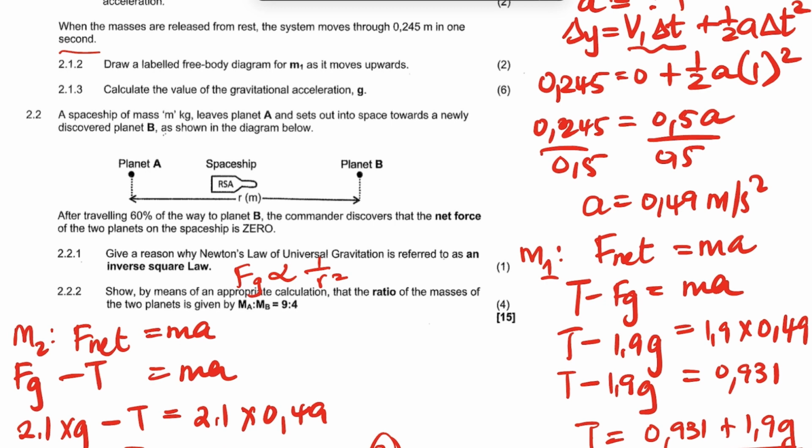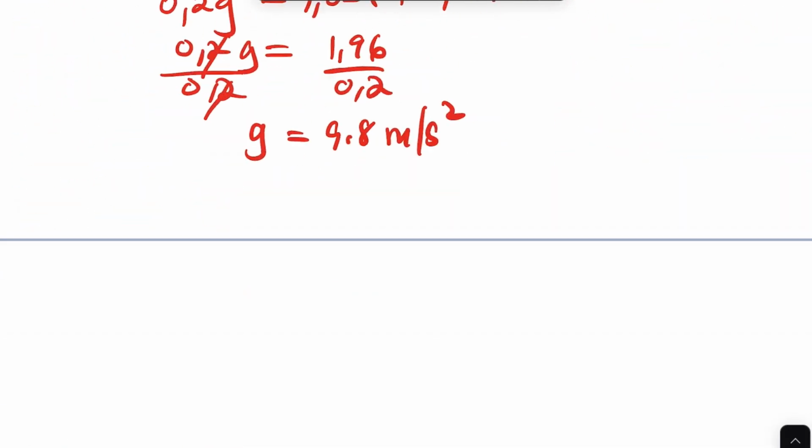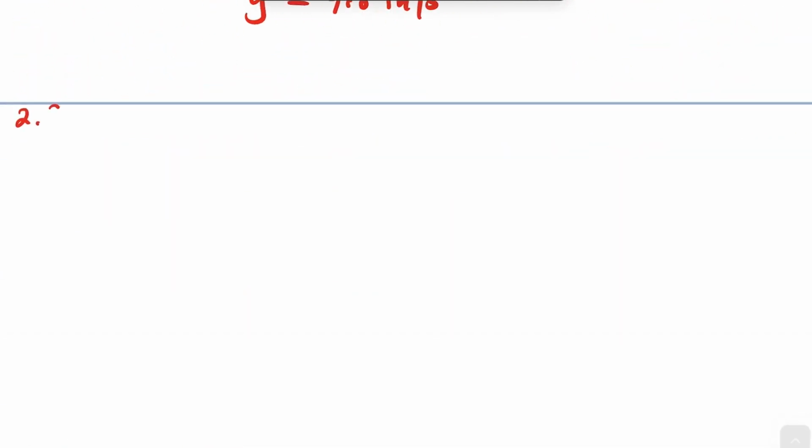You can write that as an answer, or you can write the universal gravitational law. If you write the universal gravitational law there, you'll get the answer. Right? Now, in 2.2.2, it says show by means of an appropriate calculation that the ratio of masses of the two planets, M1 and M2, is 9 is to 4. The ratio is 9 is to 4.